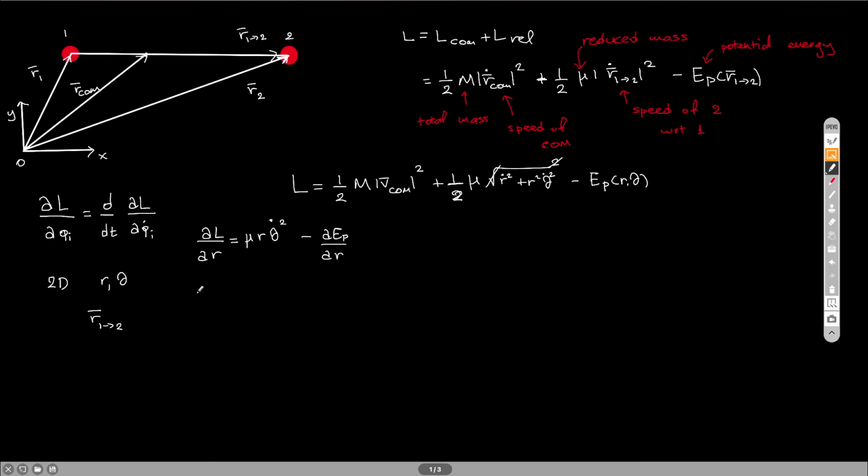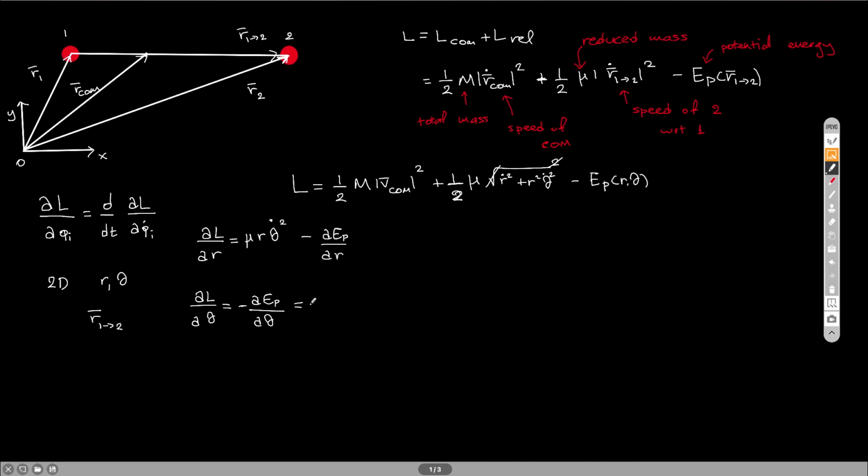Now let's see what we get for the other partial derivative, with respect to theta. This term, of course, has no dependence on theta. The same thing for this one. It's only the potential energy that depends on theta. So I have minus the partial of EP with respect to theta.